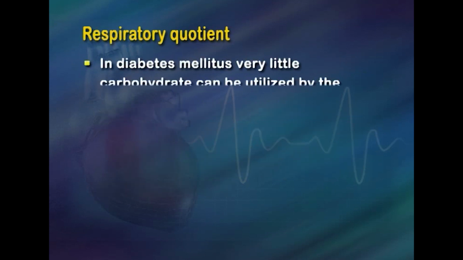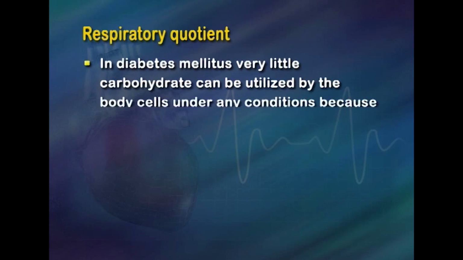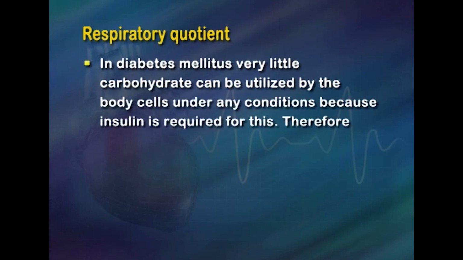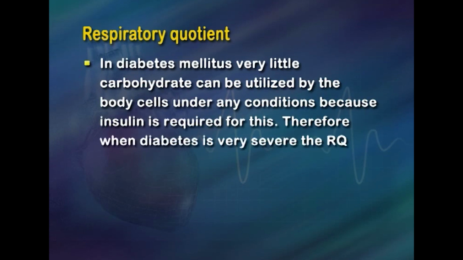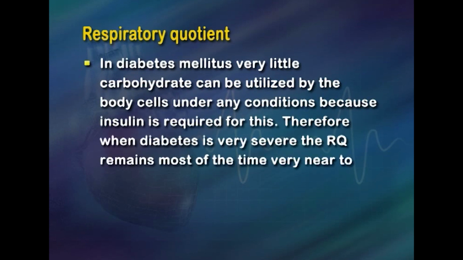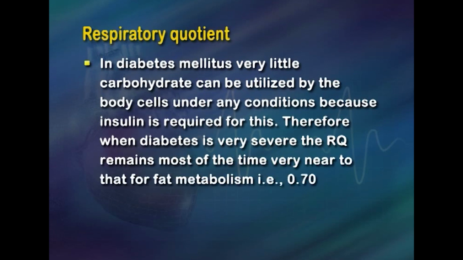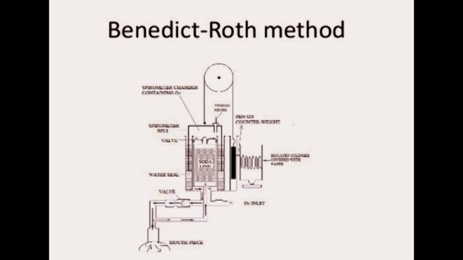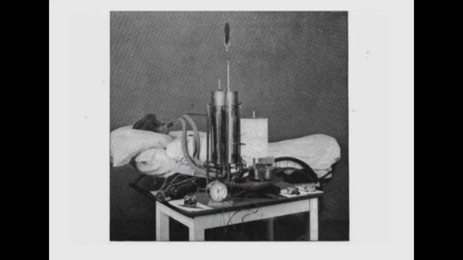In diabetes mellitus, very little carbohydrate can be utilized by the body cells under any conditions because insulin is required for this. Therefore, when diabetes is very severe, the RQ remains most of the time very near to that of fat, that is 0.7. This is another test for diabetes. Basal metabolism is usually determined using the Benedict and Roth apparatus, where the subject wears a nose clip and breathes to a mouthpiece which is connected to the apparatus by two tubes.